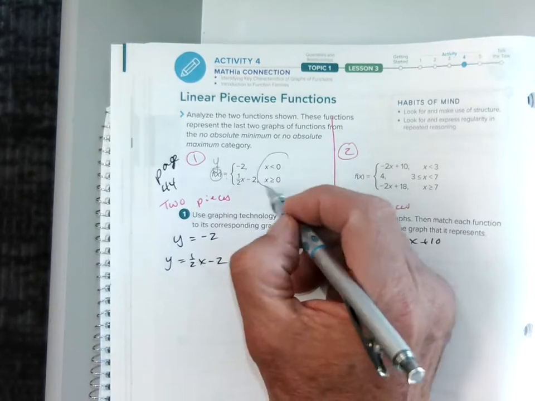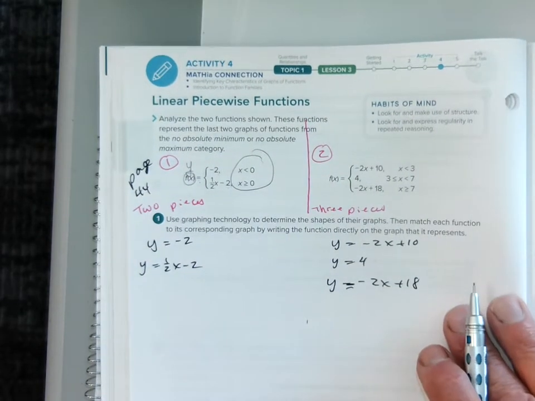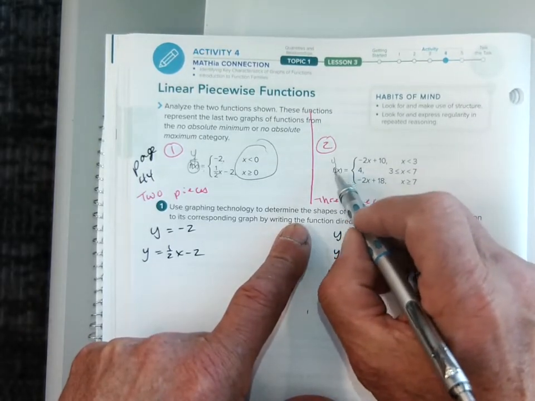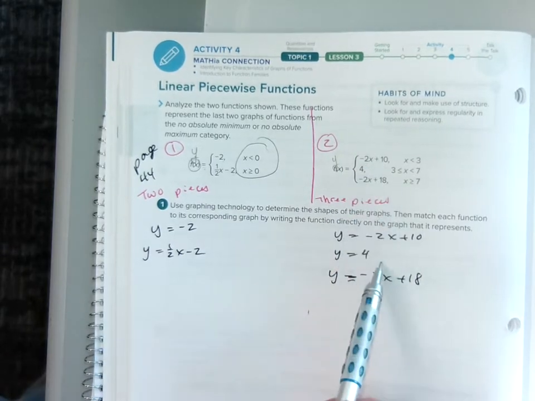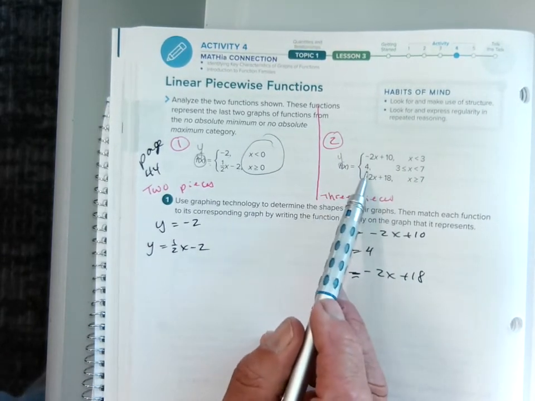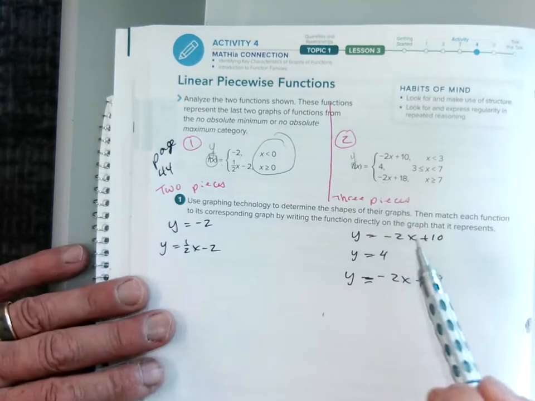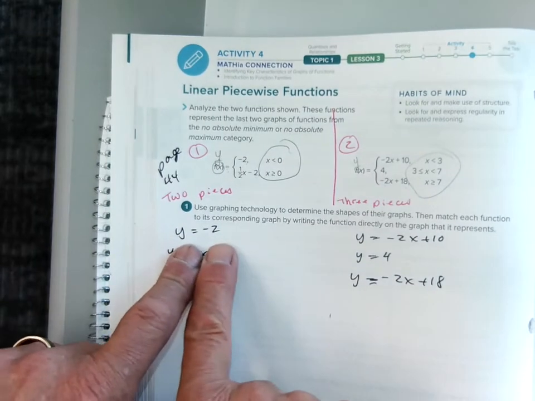Now we'll talk about this in just a bit, okay? Now, graph 2 also has 3 pieces. F of x and y are the same thing, so we have y equals -2x plus 10, y equals 4, and y equals -2x plus 18. And again, we'll talk about this in just a second, okay? So here's our 2 pieces and our 3 pieces.